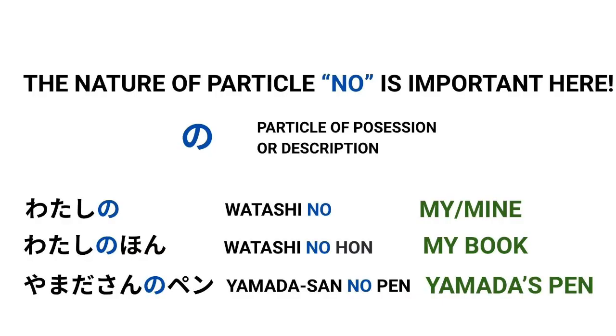Here we need to remember, as we see, the ending of these words is always no, like kono, sono, ano, dono. And if you already learned the particle no in the Japanese language, it oftentimes functions in a function of belonging or relatedness to something. Particle no is used for possession or description. Watashi no, mine. Watashi no hon, my book. Yamada-san no pen, Yamada's pen.